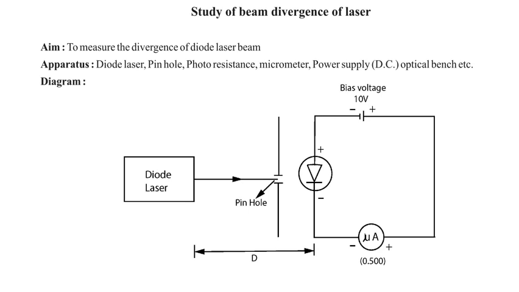So in this experiment we are going to study beam divergence of laser. The aim of the experiment is to measure the divergence of diode laser beam. So we have provided a diode laser.